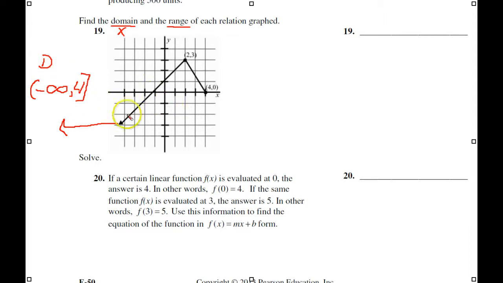Now the range, this line kind of goes all the way down this way too, so this is coming up for the range from negative infinity, that's down this way, coming up, going all the way up to our point here, which is right there, 3, and that's with a bracket. So there's our domain and our range in interval notation.